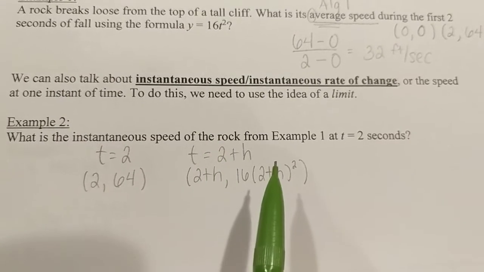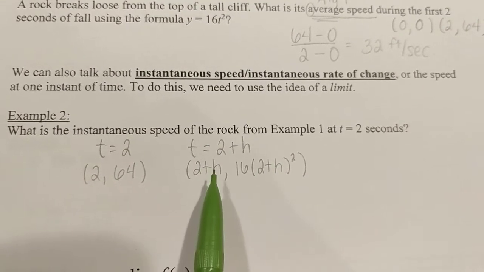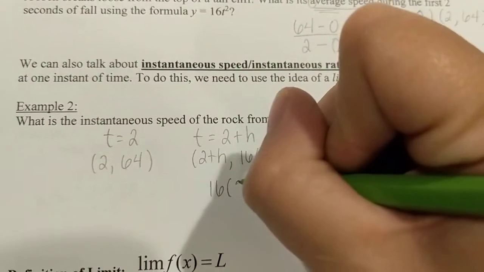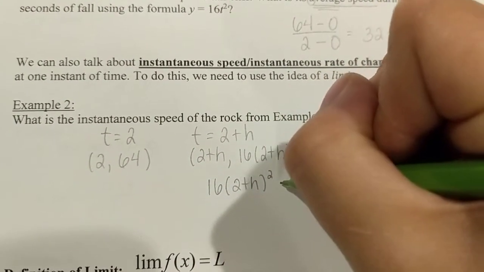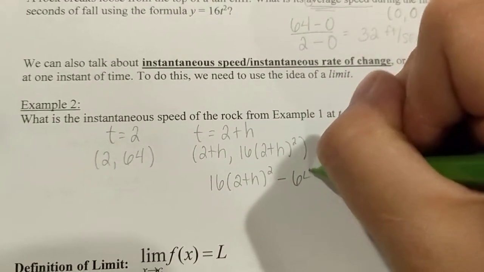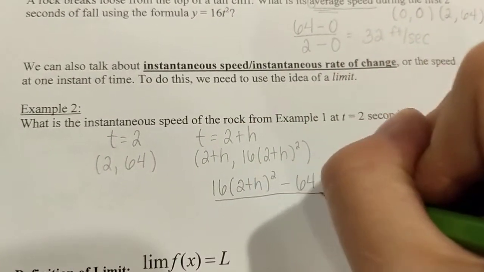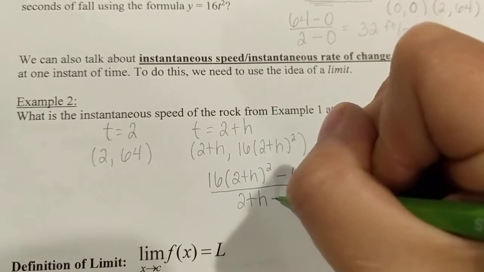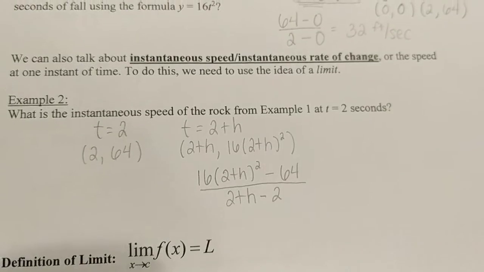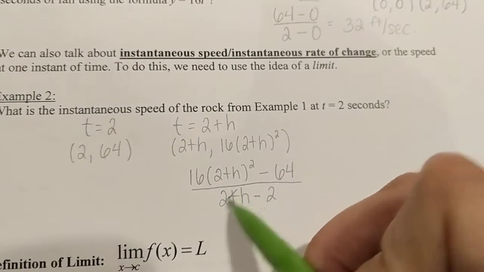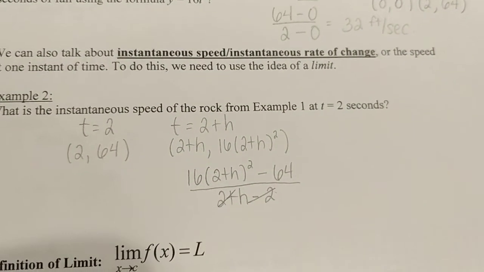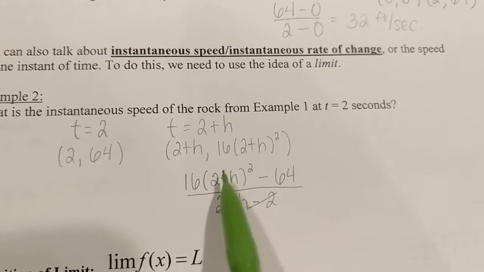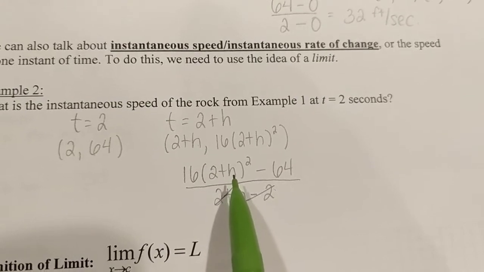So now when I do y2 minus y1 over x2 minus x1, we get 16 times (2 plus h) quantity squared minus 64, all over x2 minus x1, 2 plus h minus 2. So these 2's end up canceling out, and I'm left with just the h on the bottom. Now here I have to distribute this. I want you to take a second to distribute that.